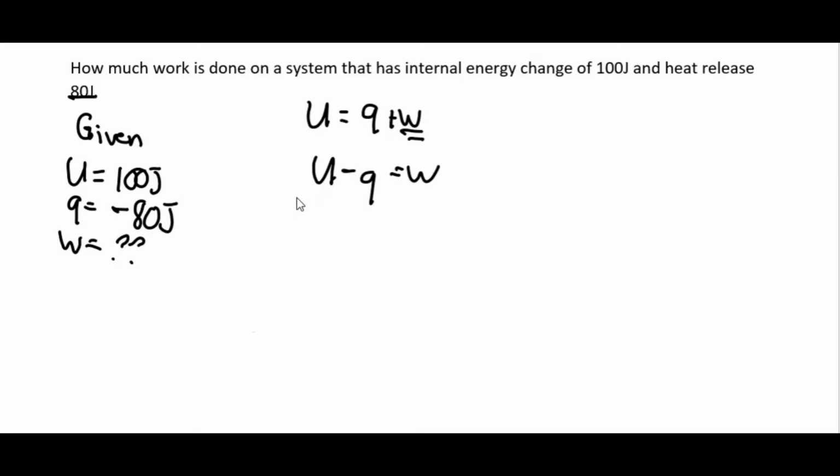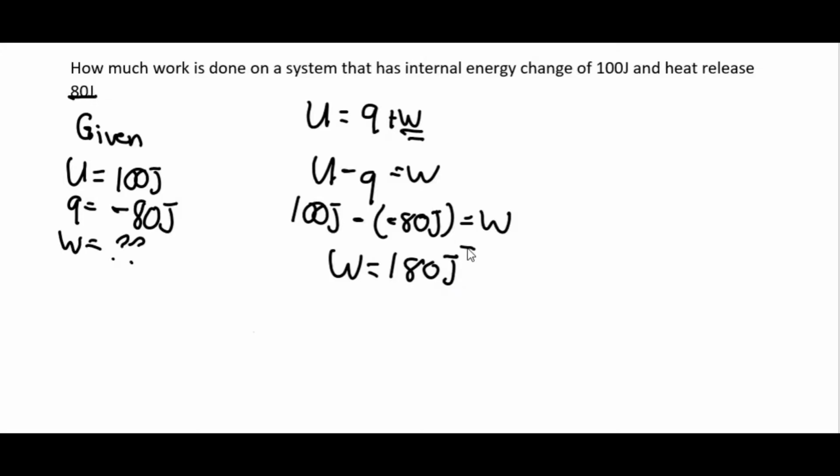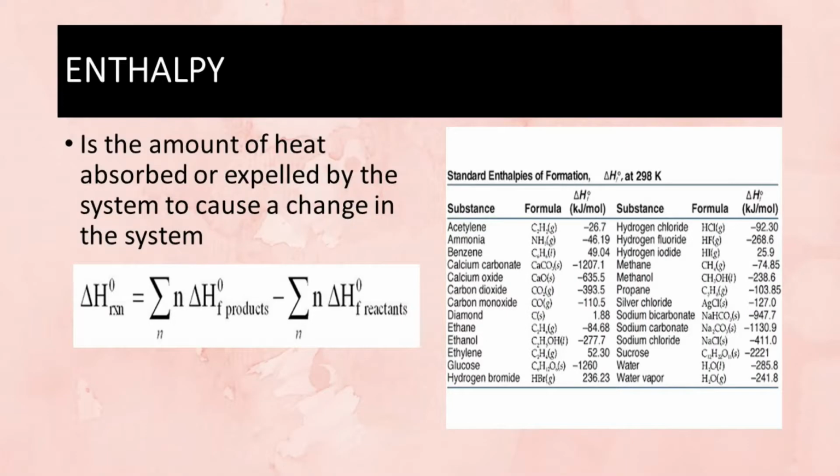So what's the value for internal energy in the given? 100 joules. What's the value of Q? Negative 80 joules. And W is what we are looking for. So 100 minus negative 80, that would be W, the work, is 180 joules. That would be our final answer.